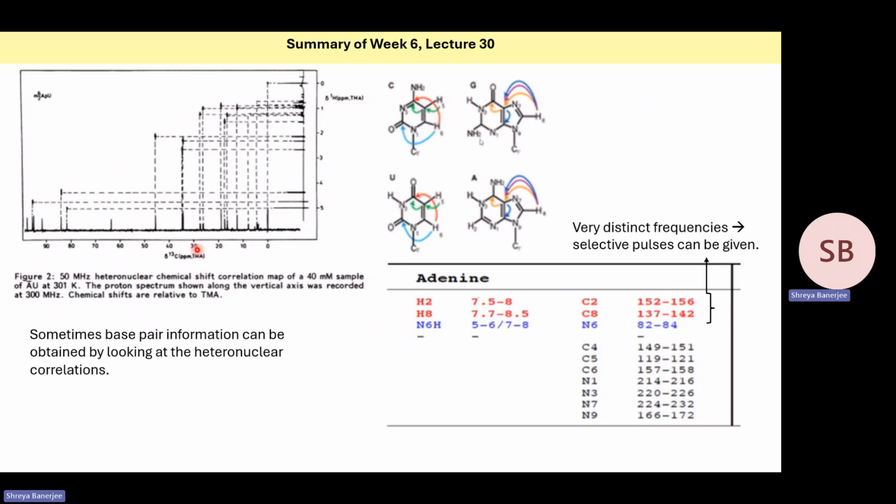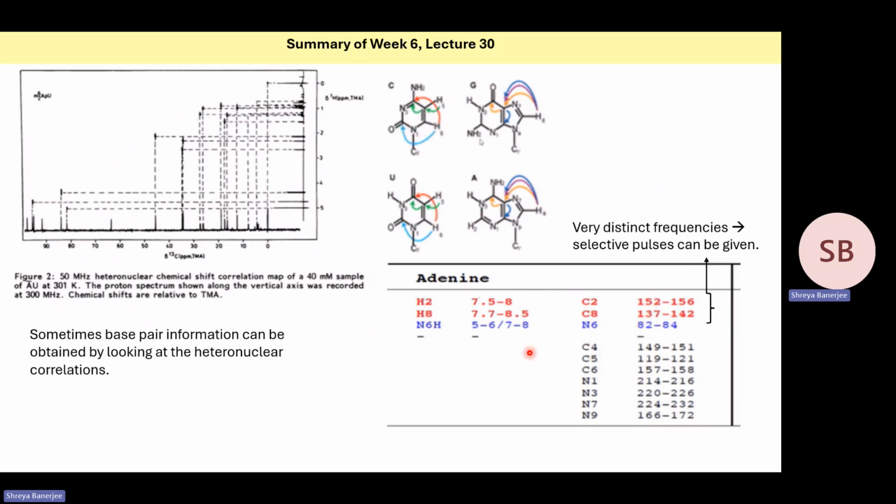And you can also have 15N correlations between the hydrogen and the nitrogen, so 1H-15N correlations. The good thing is that the chemical shifts are very unique. Here the example of adenine is given. N6 of adenine, which is basically this nitrogen, occurs in a very distinct range, like 82 to 84 ppm. And these two carbons are also in very distinct frequency ranges.